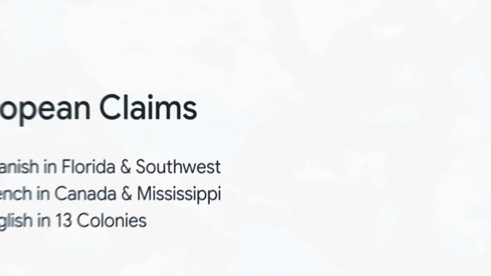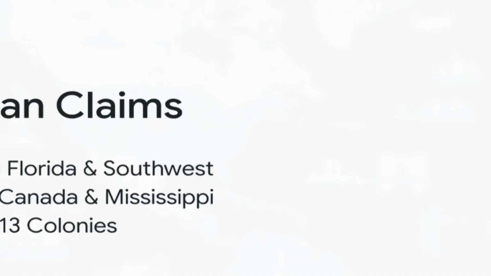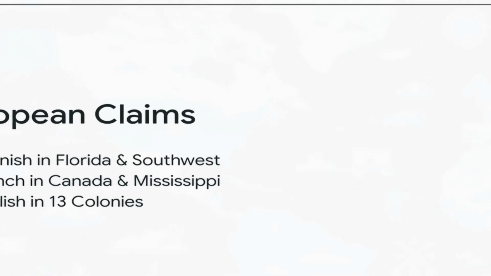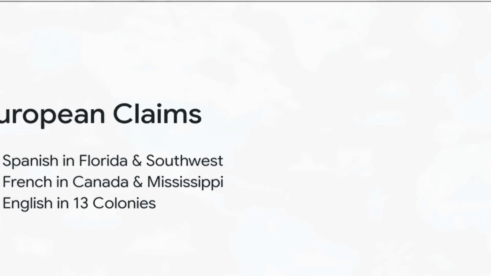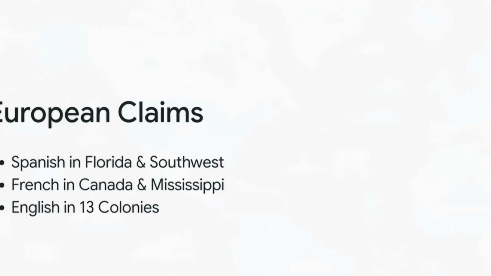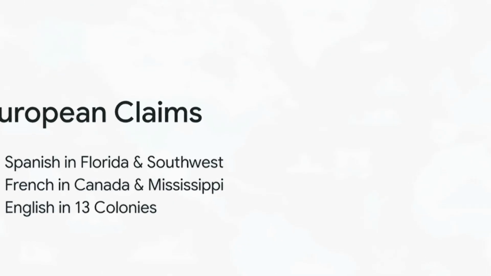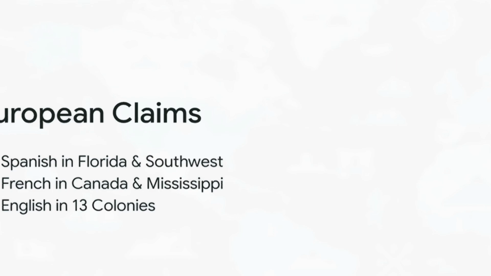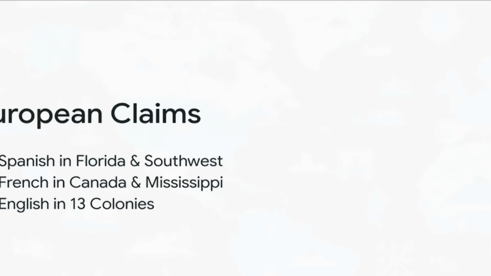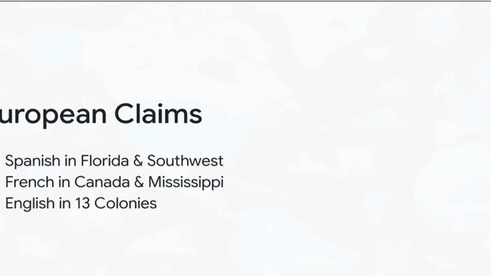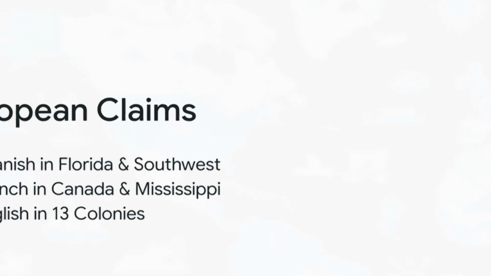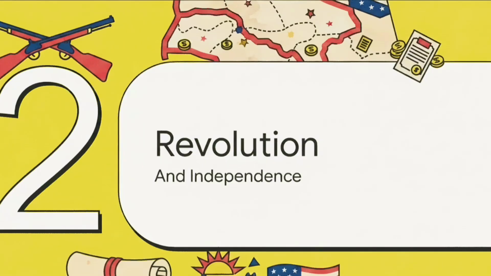These early land grabs essentially set the stage for an inevitable clash. Think about it like a pressure cooker. You had the Spanish controlling Florida and the Southwest, the French claiming vast stretches of Canada in the Mississippi River Basin, and the English firmly established along the Atlantic coast. All these massive territorial claims began to press really tightly against one another, and eventually, something just had to give. And that leads us right into Section 2, Revolution and Independence.